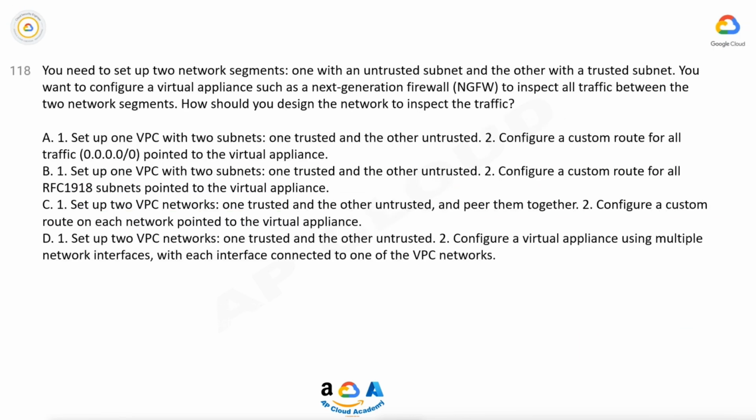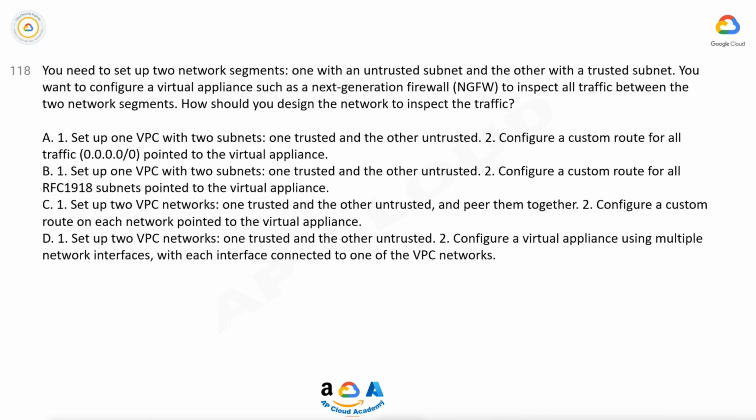118. You need to set up two network segments, one with an untrusted subnet and the other with a trusted subnet. You want to configure a virtual appliance such as a next-generation firewall, NGFW, to inspect all traffic between the two network segments. How should you design the network to inspect the traffic?